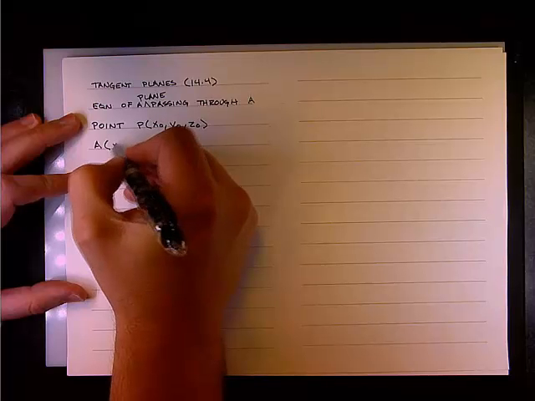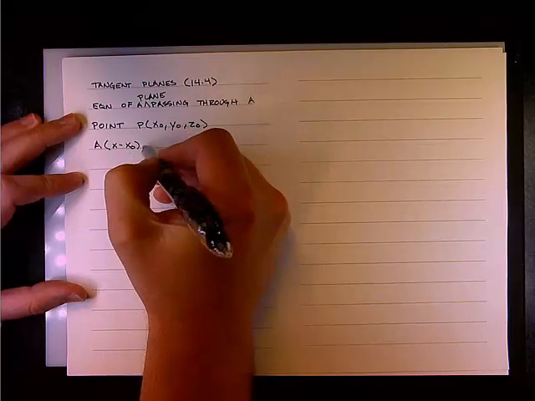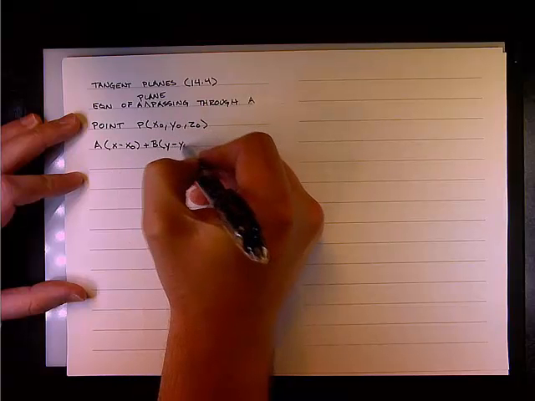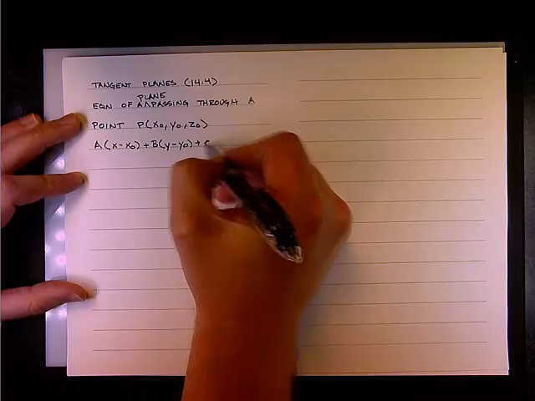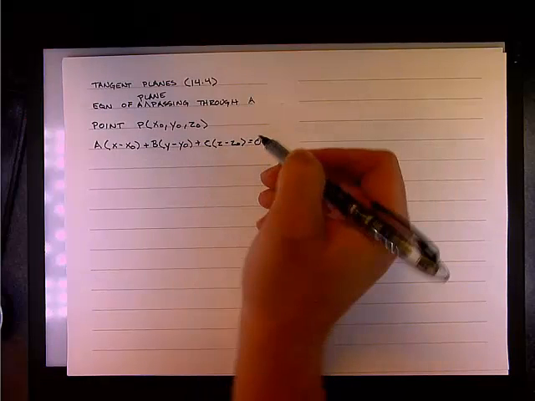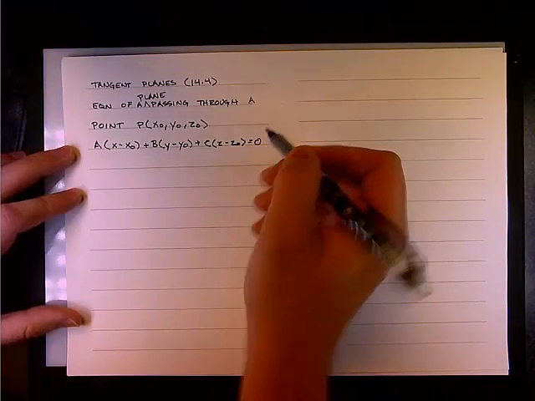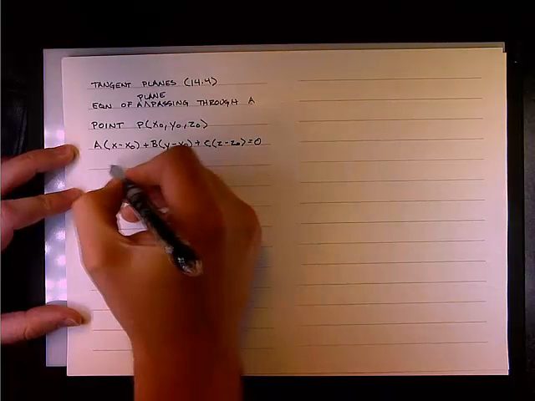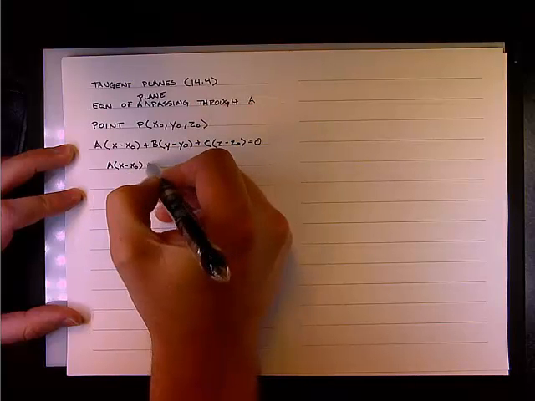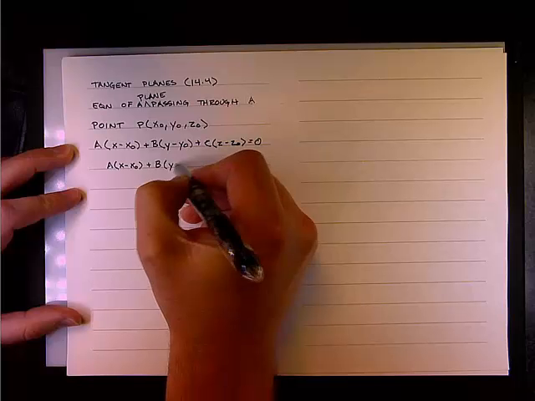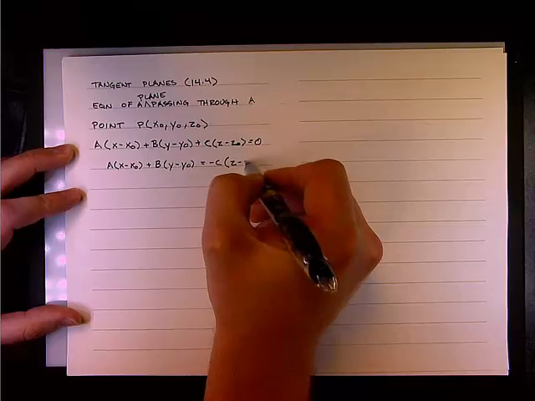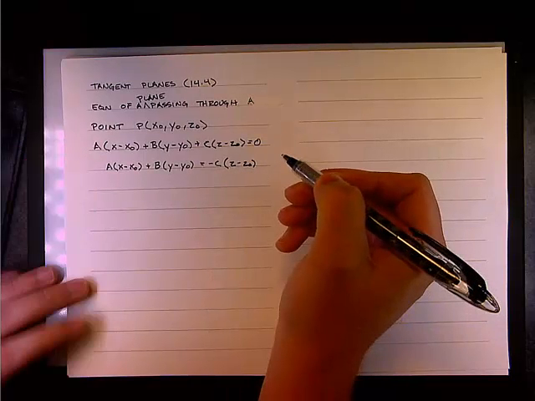And that equation is given by A times x minus x naught plus B times y minus y naught plus C times z minus z naught, all equal to 0. And to get this equation, we're going to move this term over to the other side. So that's going to leave us with A times x minus x naught plus B times y minus y naught equals minus C times z minus z naught.